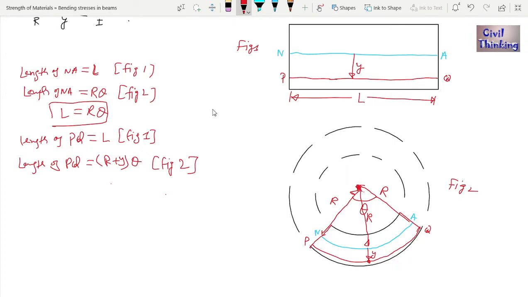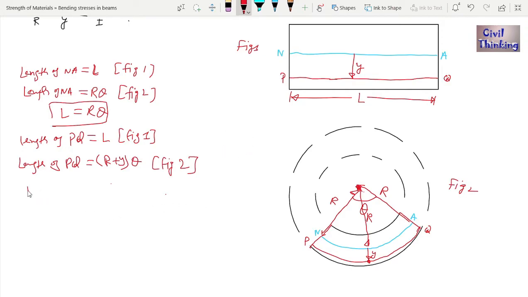The length in the tension zone increases. Suppose you have something like this and it bends like this. This is in tension, this is compression. You can see in the tension zone the length has increased, and in the compression zone the length decreases. Anyway, we know the length of PQ has increased.